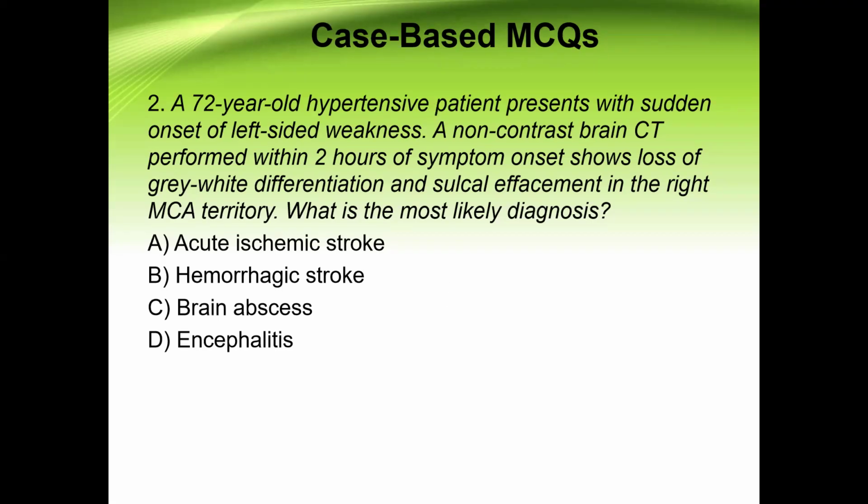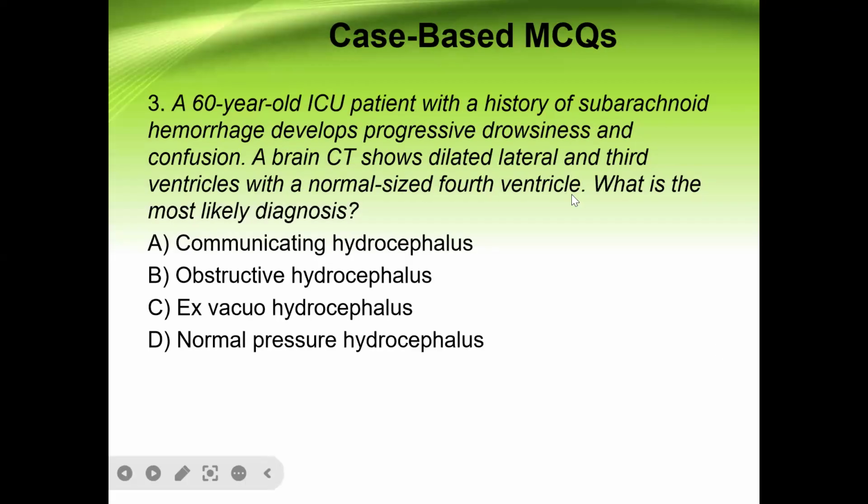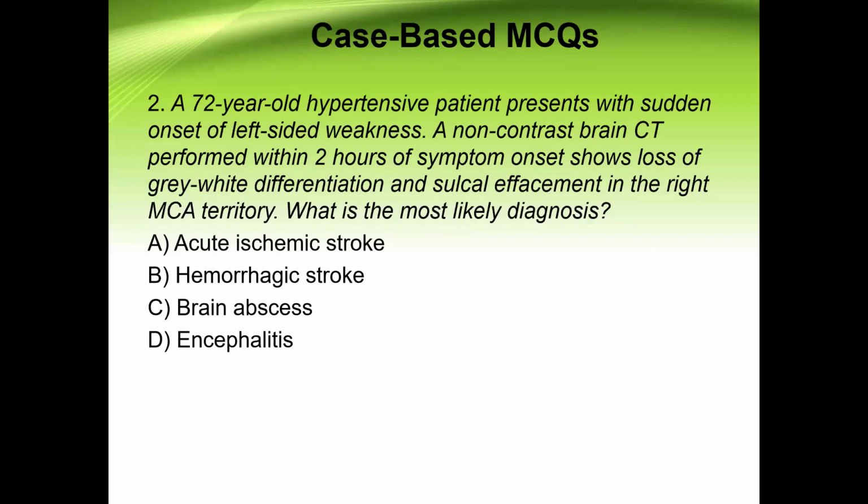Acute ischemic stroke, sir. What in the brain CT tells you it is acute ischemic stroke and not hemorrhagic stroke? The gray-white differentiation loss, those are the early signs of stroke on CT scan. And the sulcal effacement, the two things that were shown. Beautiful. All right, so it's acute ischemic stroke.